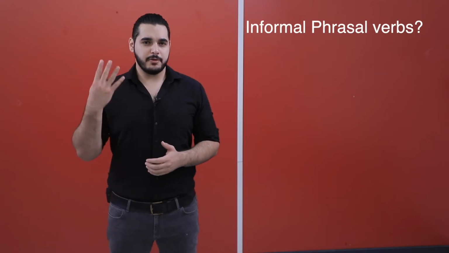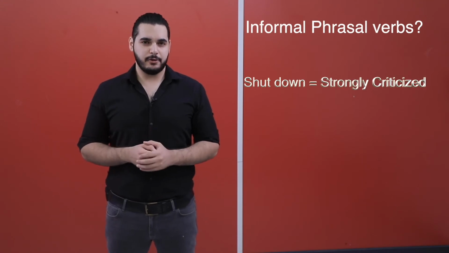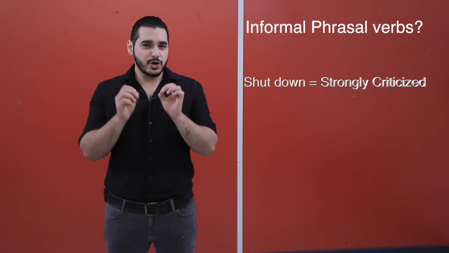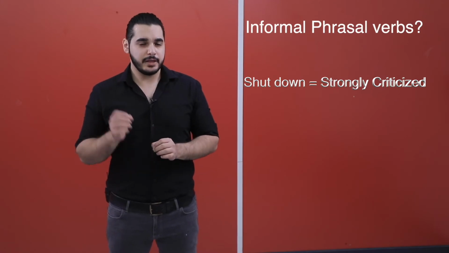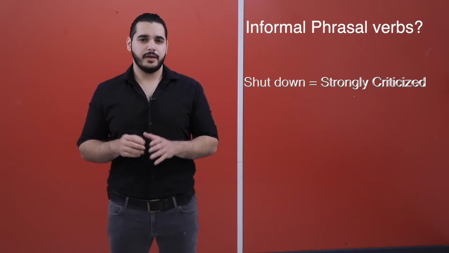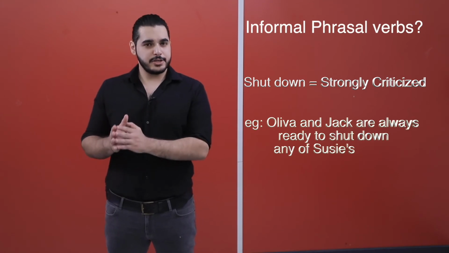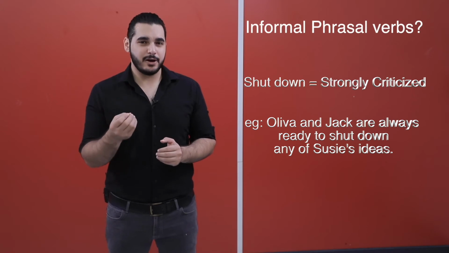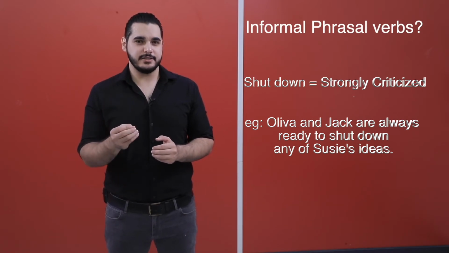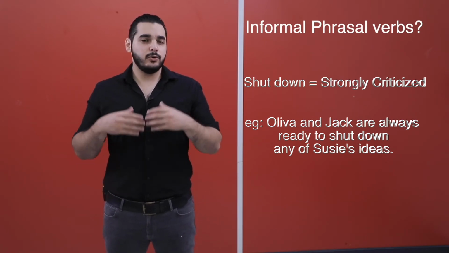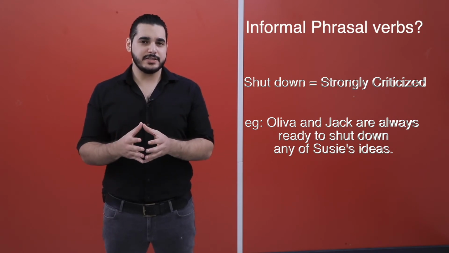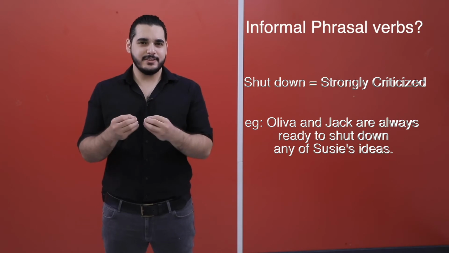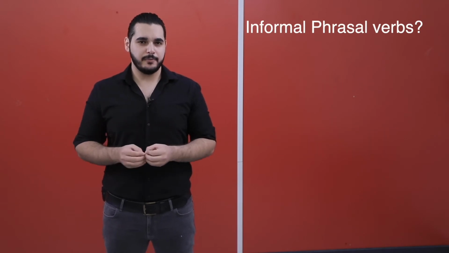Informal phrasal verb number 4 is shoot down. To shoot down an idea, for example, means to strongly criticize it. Let's look at another example. Oliver and Jack are always ready to shoot down any of Susie's ideas. What does that mean? It means they are always ready to criticize any of her ideas in a very strong way. They want to make her look bad.